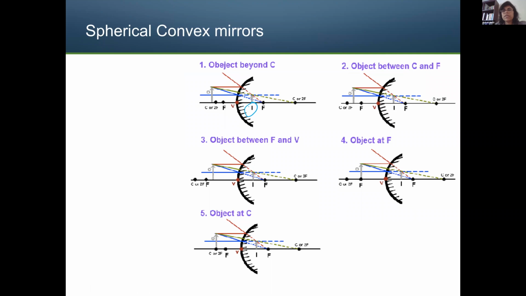You see, so here, here, here, here, and here. It is always virtual, smaller in size, upright, always created between the vertex point and the focal point. That means convex mirrors only have the same properties. It will not change by changing the position of the object.